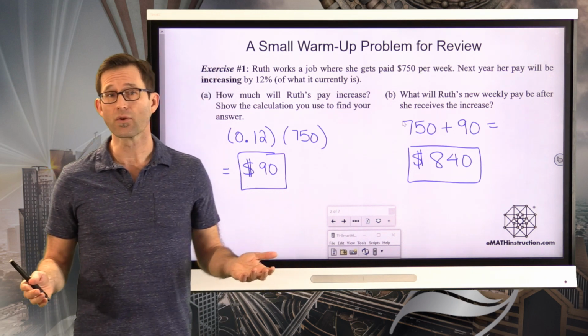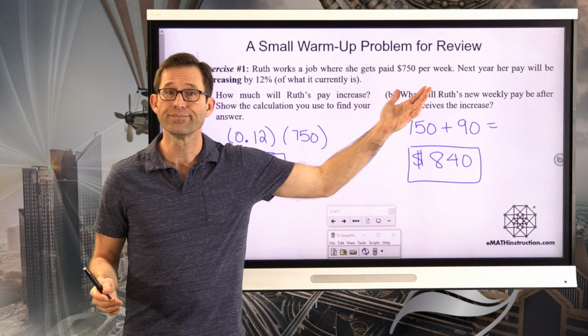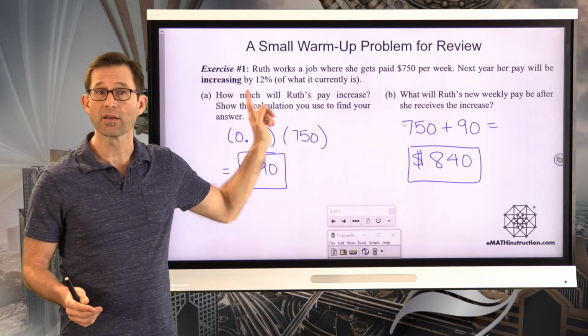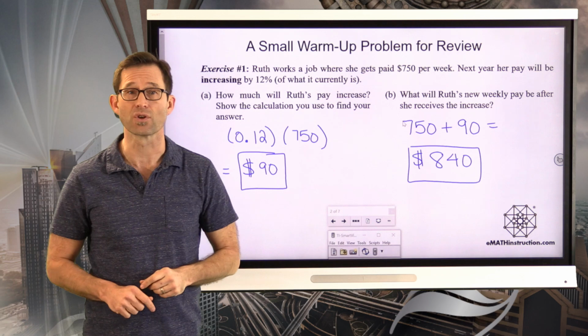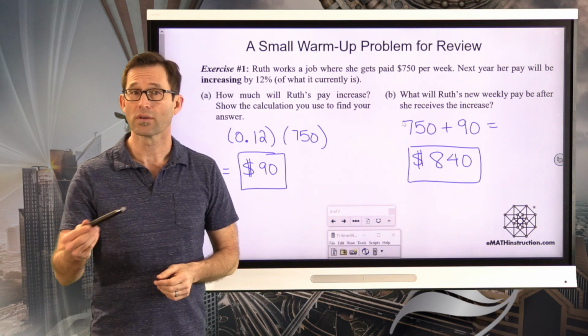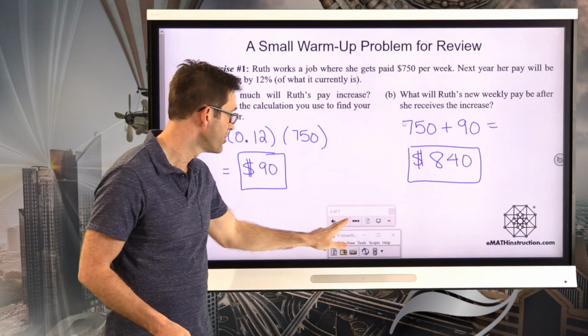All right, so a simple idea, right? When we have a percent increase, we have some original amount. We find the percent of that amount, and then we add it on to get sort of our final answer. Let's now keep going with this idea.